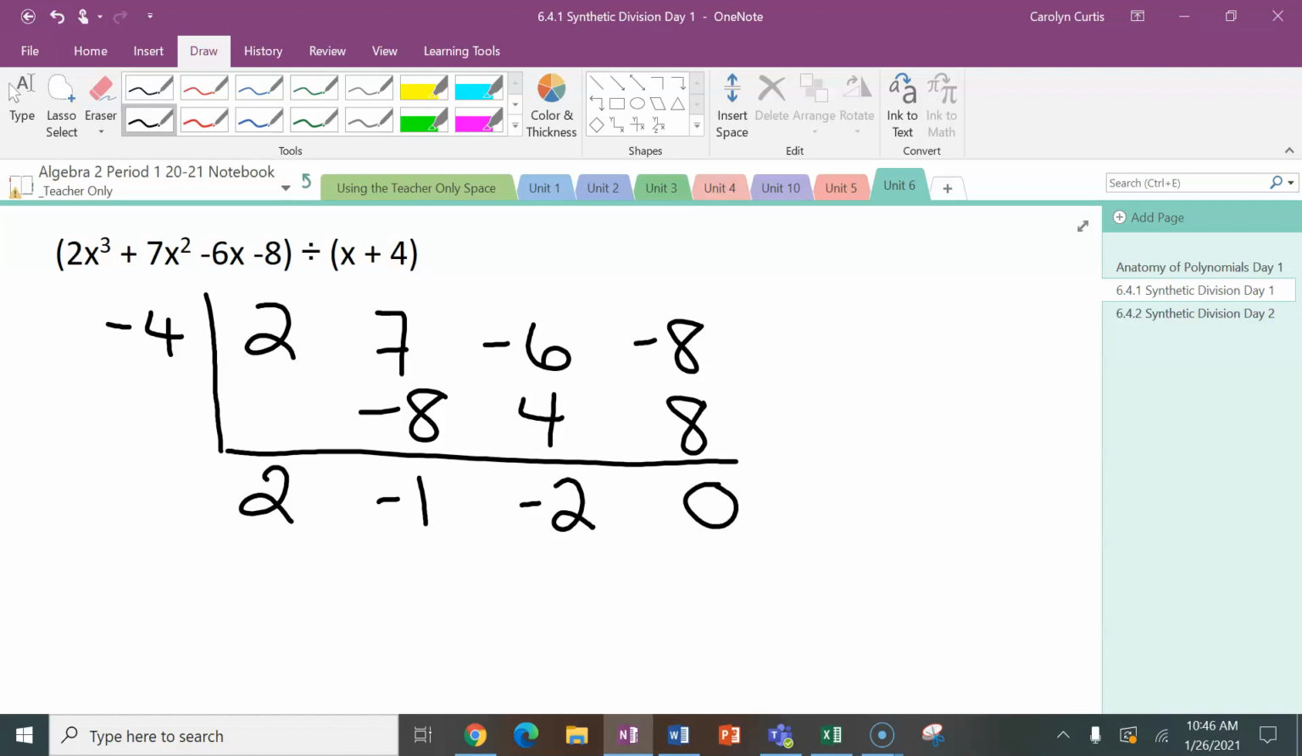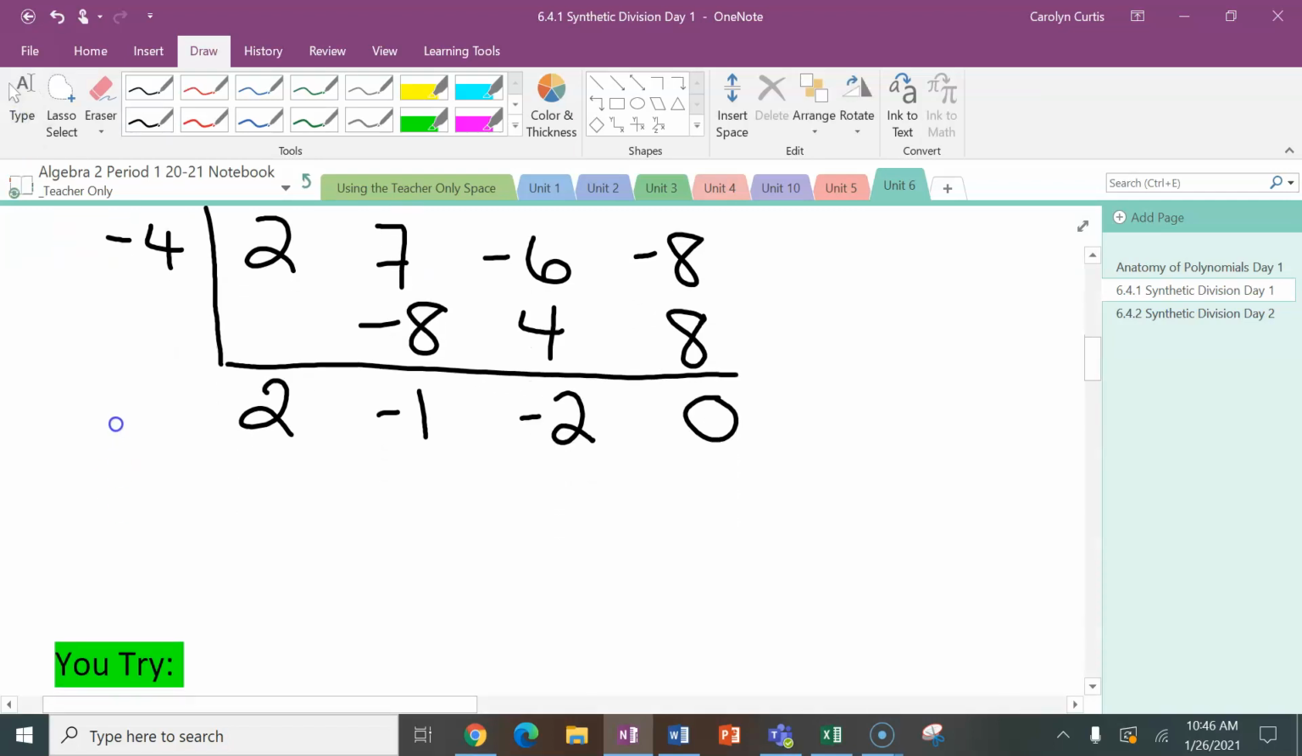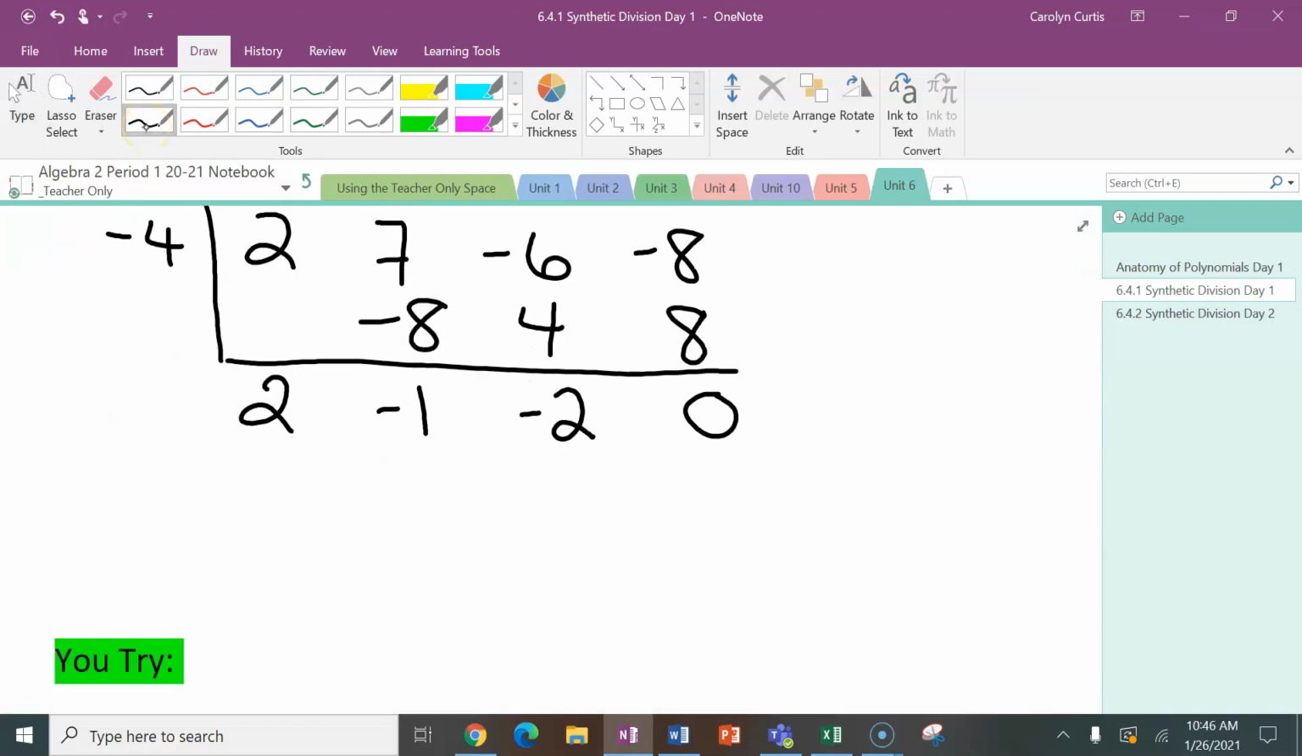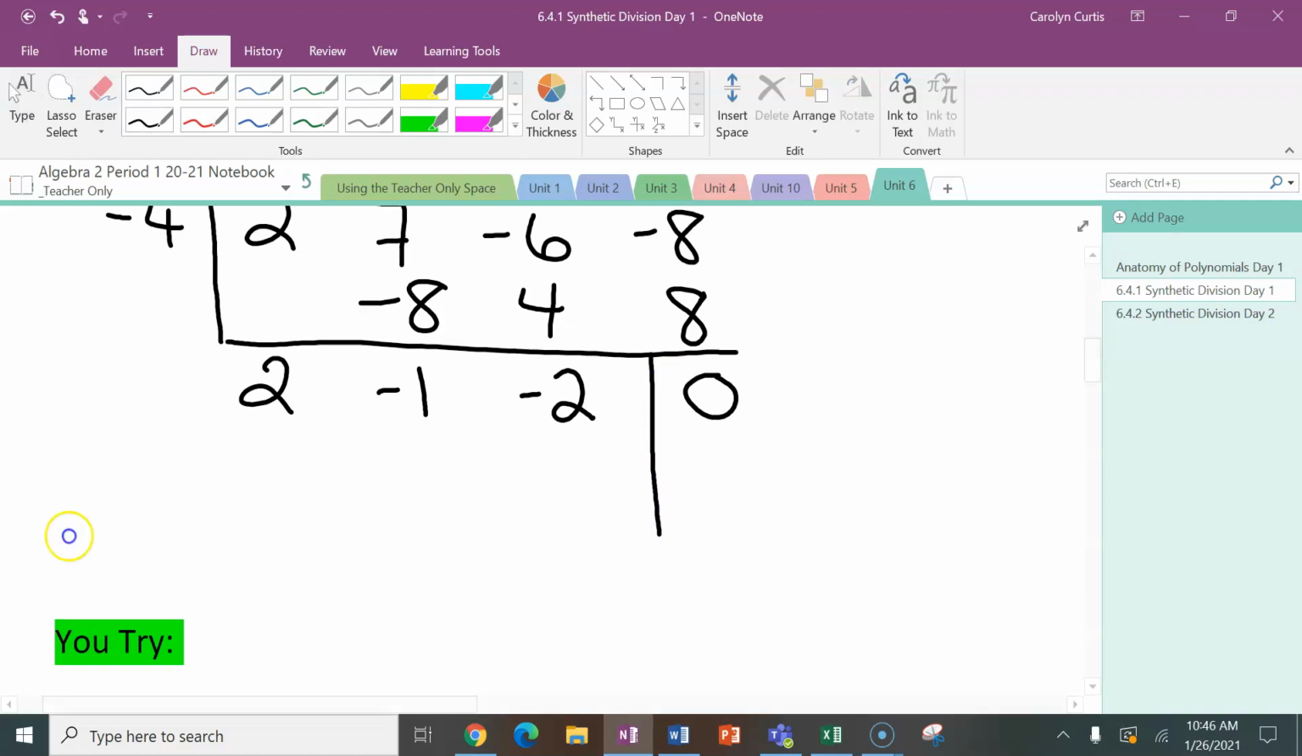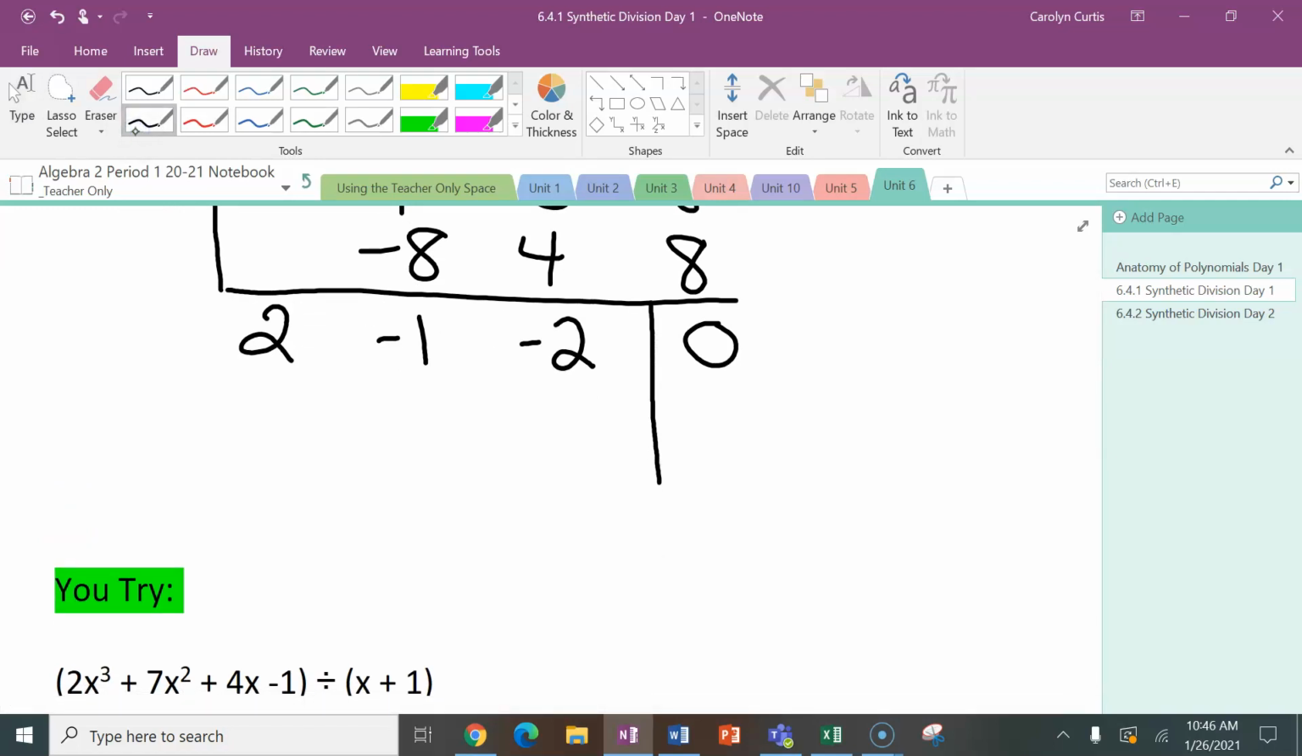Now we're going to talk about writing the polynomial from here. So that last column, that 0, I want you to put a line in front of it because that last column is always going to be your remainder. From there, we're going to write the polynomial. Start from the back. So the second to the last number, the number right after the line you drew, is always going to be just the constant. So in this case, it's just -2.